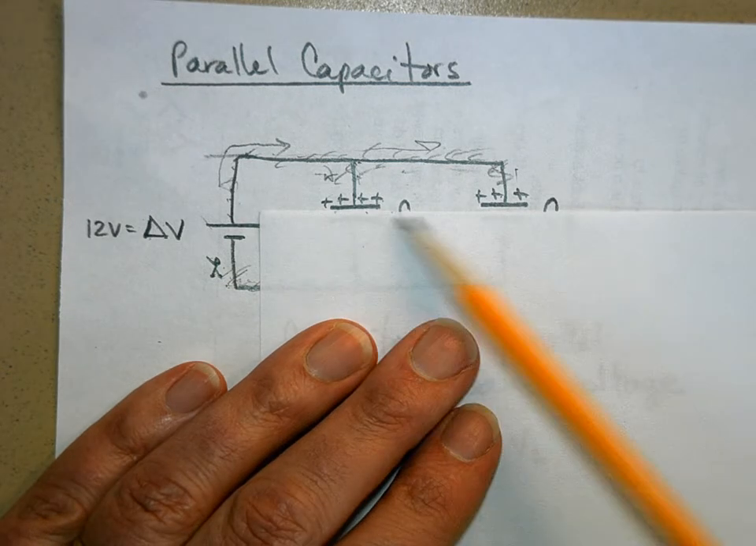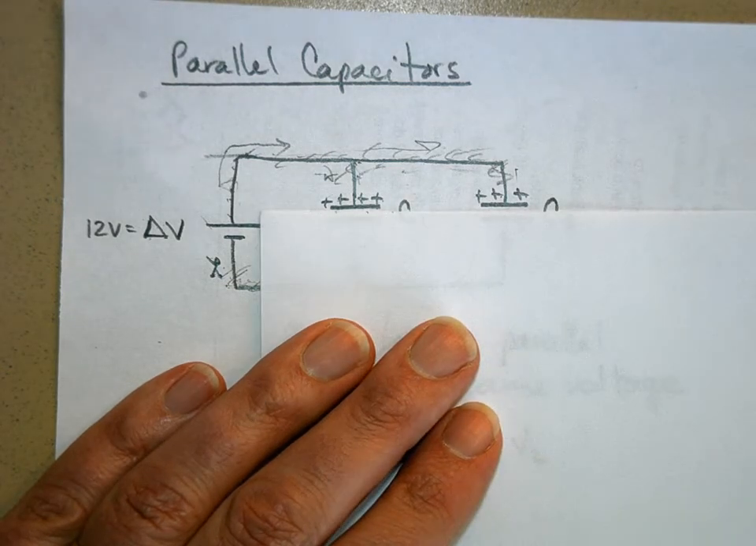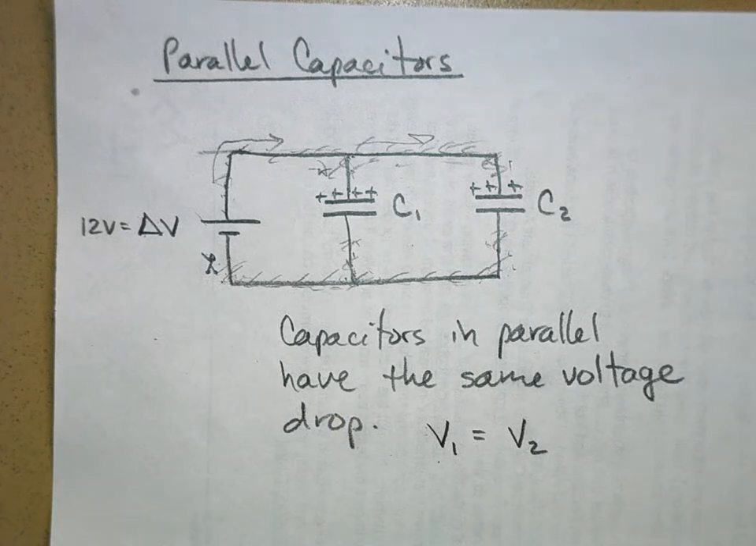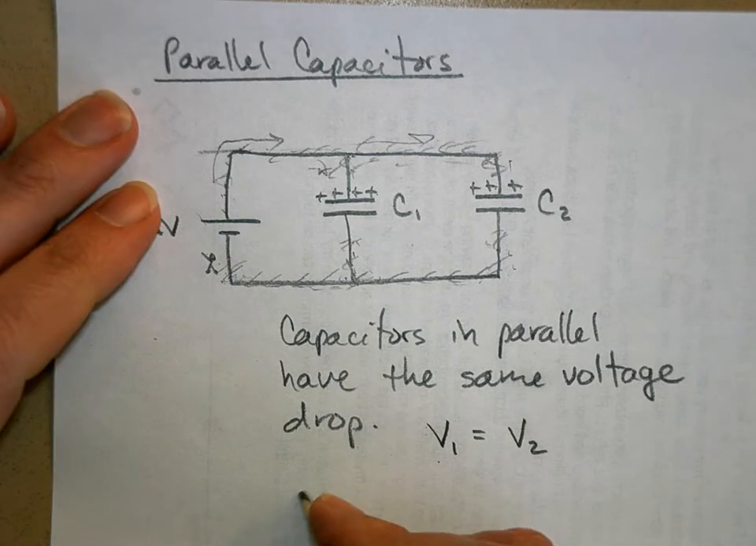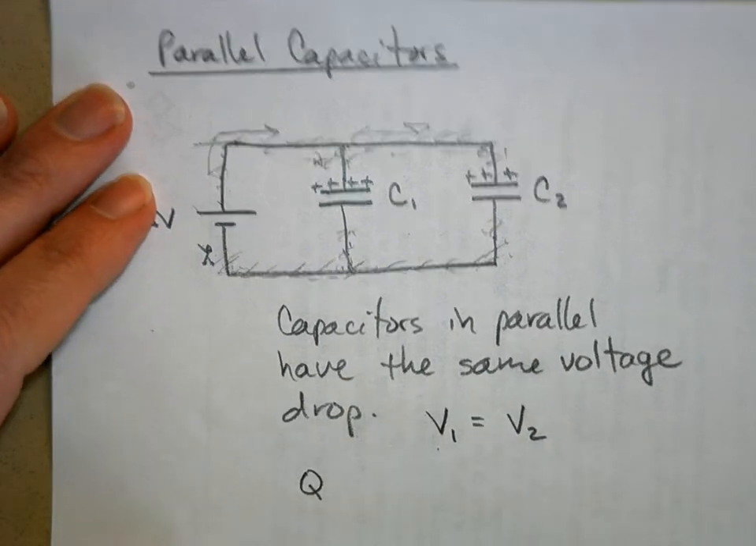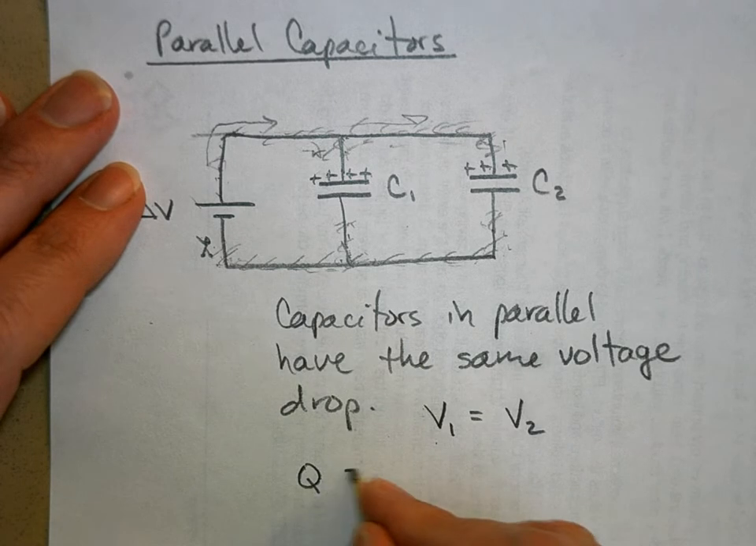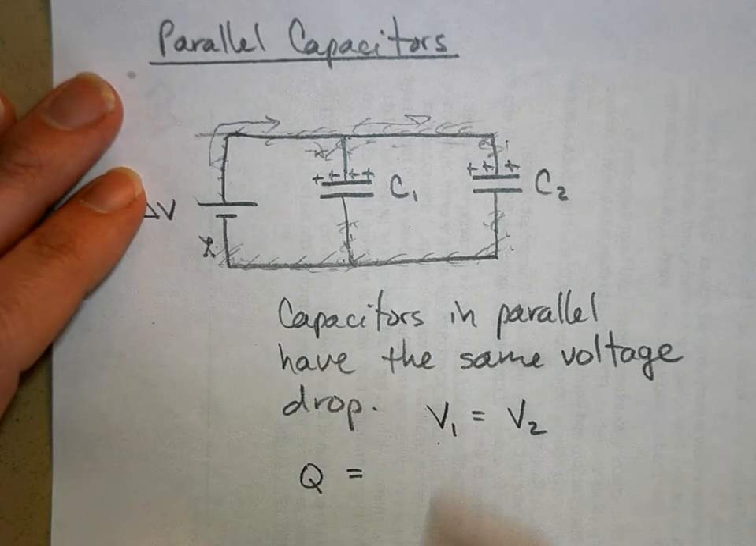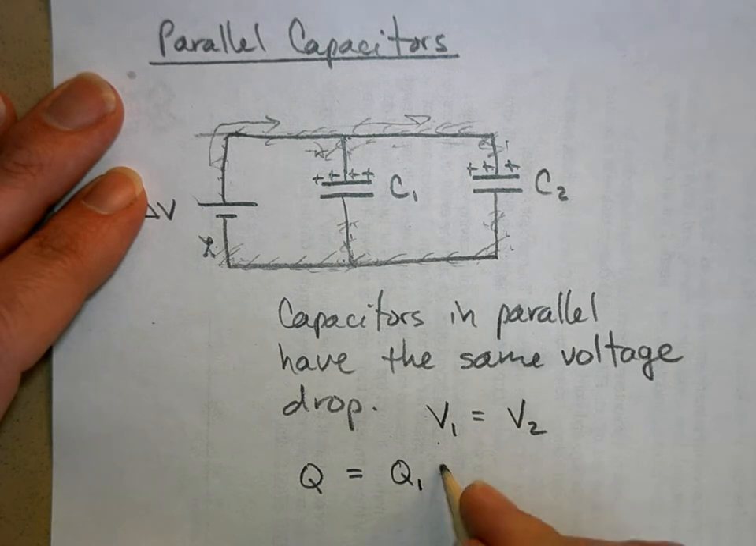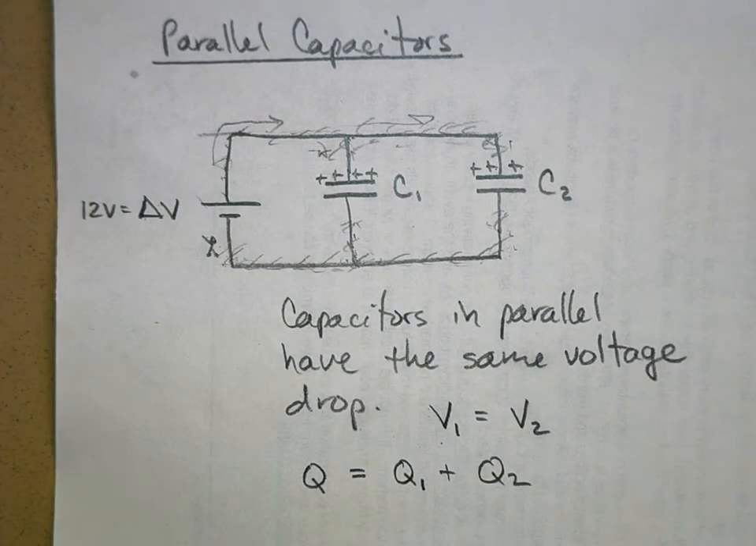So here's what we can say: the total charge stored by the positive plates in parallel capacitors is just the sum of the charges. In other words, the total charge Q is equal to Q1 plus Q2. Okay, now if you can see that, you're in good shape.